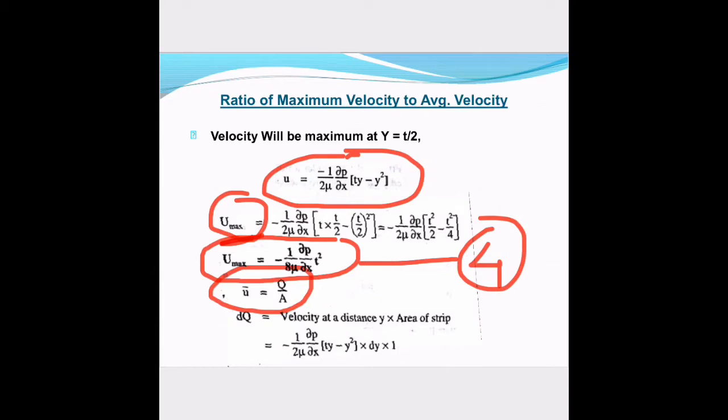Yes, we have got this equation 4. After putting y equal to t by 2 in the equation of velocity, that is equation number 3, u equal to minus 1 by 2 mu del p by del x into (ty minus y square), in place of y we have to put t by 2. After calculating, we will get the equation for u maximum as minus 1 by 8 mu del p by del x t square.